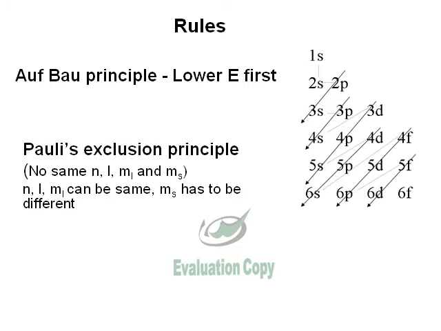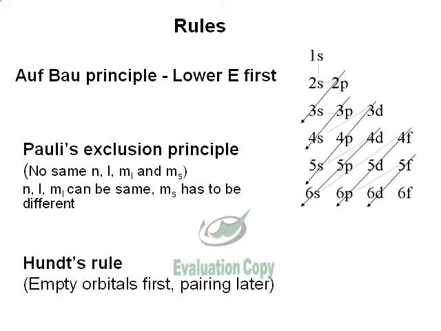Then we have Pauli's exclusion principle, which says that no two electrons will have all four quantum numbers the same. n, l, m can be different, but m_s has to be different. We have another one called Hund's rule, which says that we have to fill up the empty orbitals first, then pairing has to be done later. But you will be actually using Hund's rule in the next presentation only. So this time I'll be just using the Aufbau principle and Pauli's exclusion principle.